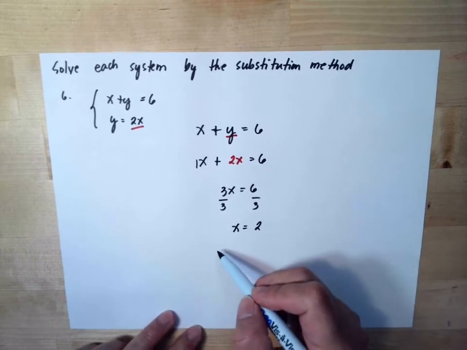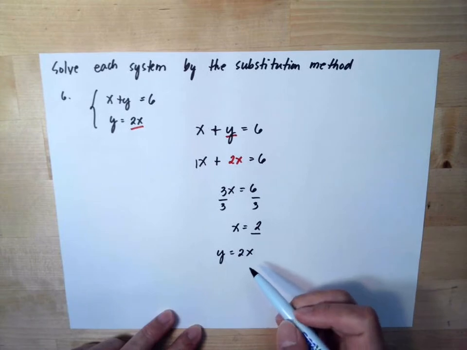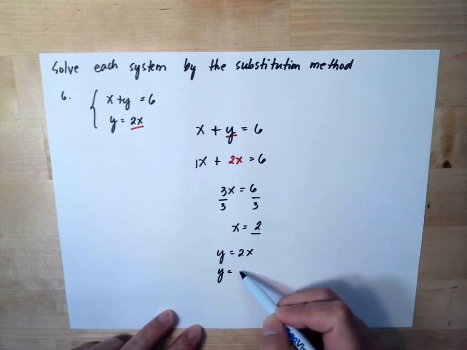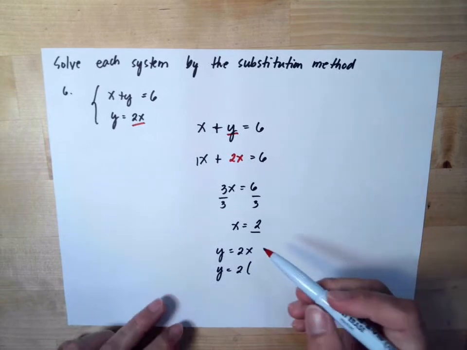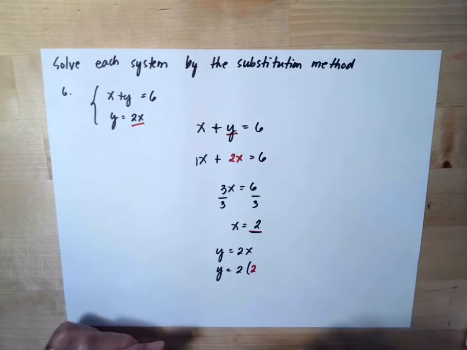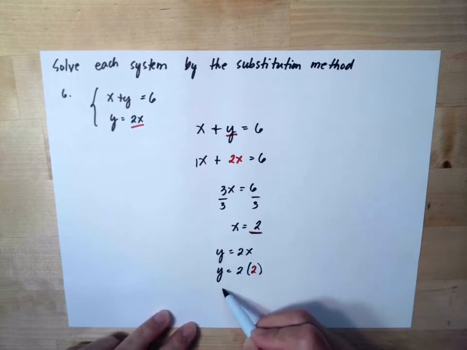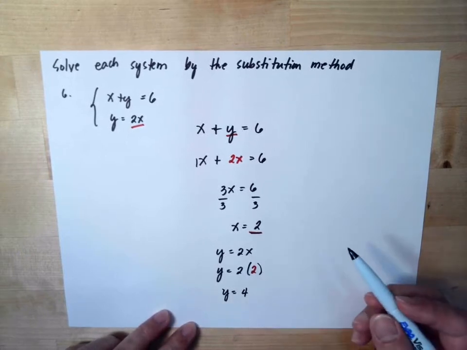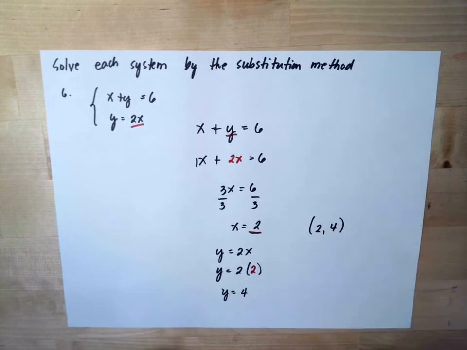Then you substitute. We have y is equal to 2x. You substitute x is equal to 2. So y is equal to 2 multiplied by this number. So we have y is equal to 4. So meaning your solution will be 2, 4 for this problem.